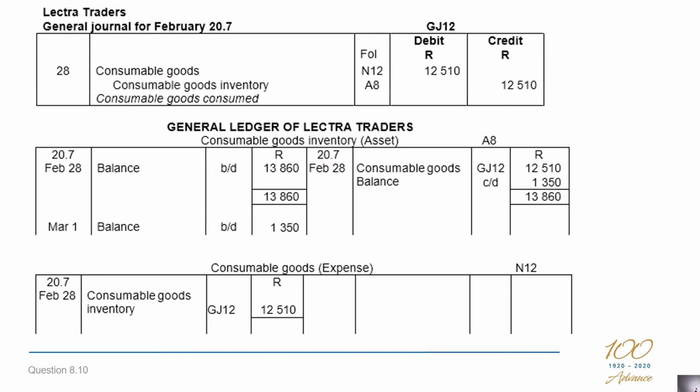So let's have a look. They had an adjusting journal entry where we transferred out of the asset, remember the on-hand goods inventory is the asset, to the expense whatever we've consumed, and that was the difference between the balance that was provided and the balance that was counted according to the physical stock take. So the 13,860 minus the 1,350 gave me the 12,510, and that was the credit entry in the asset transferred to the expense for consumption.